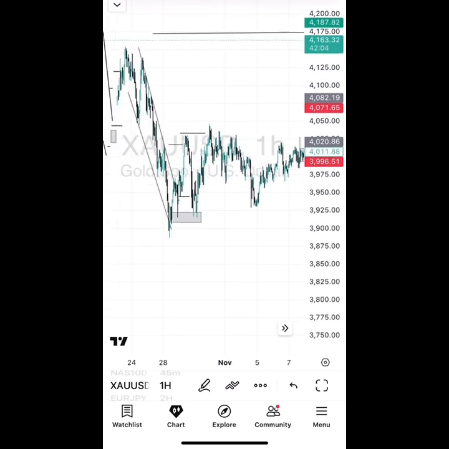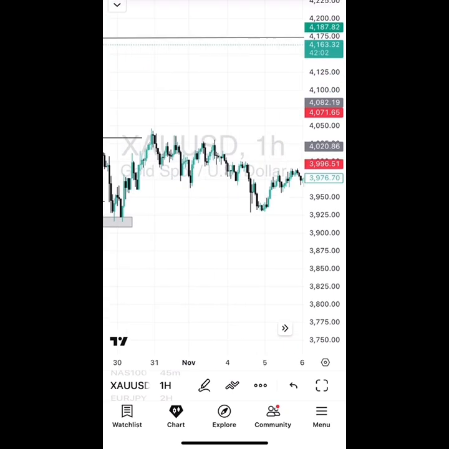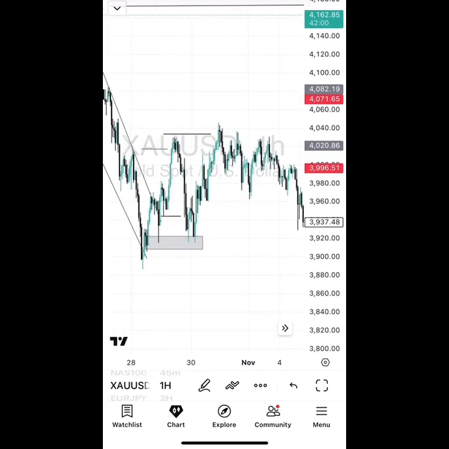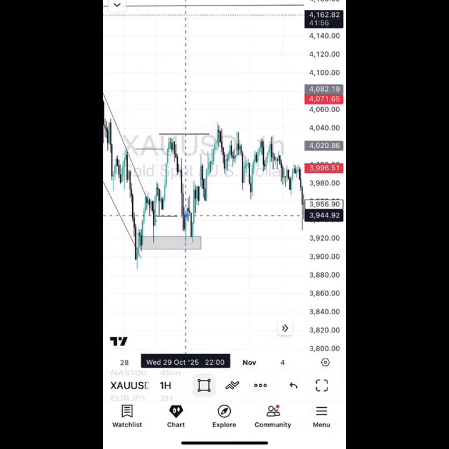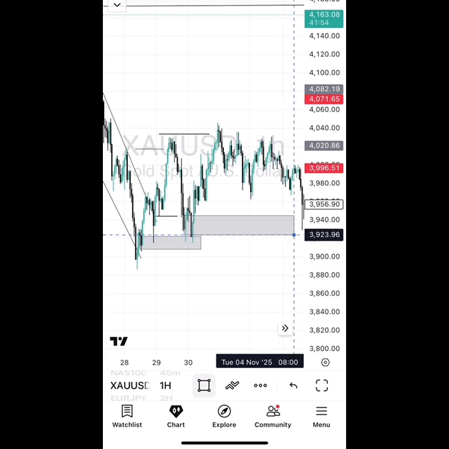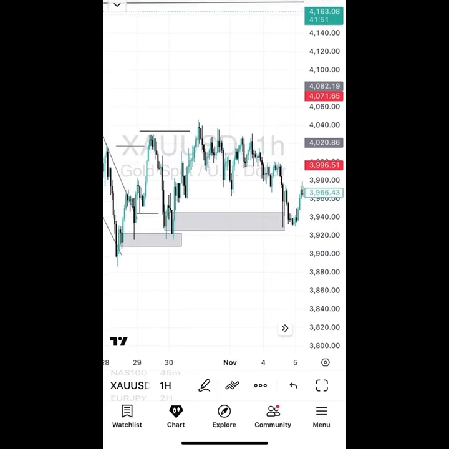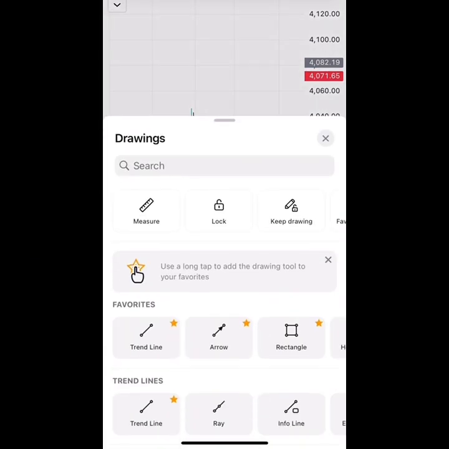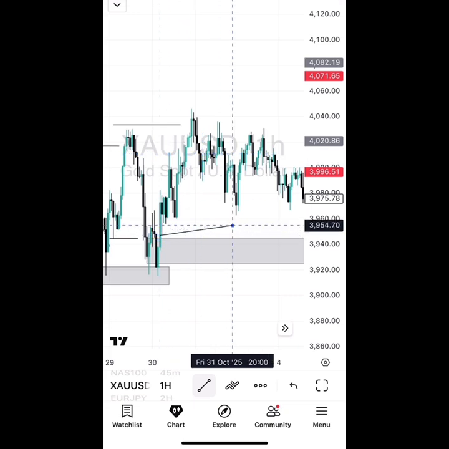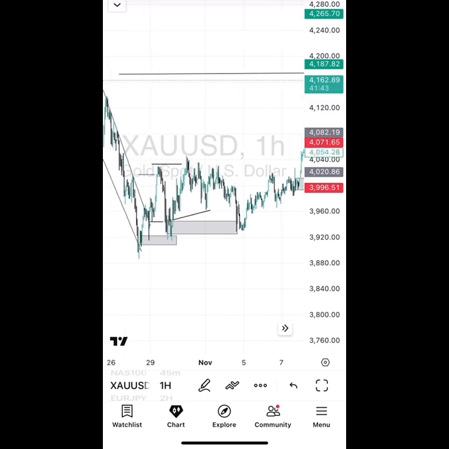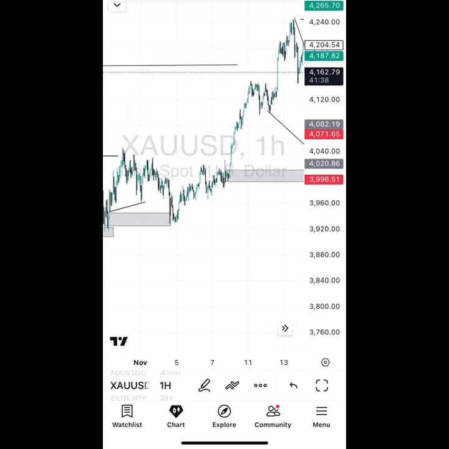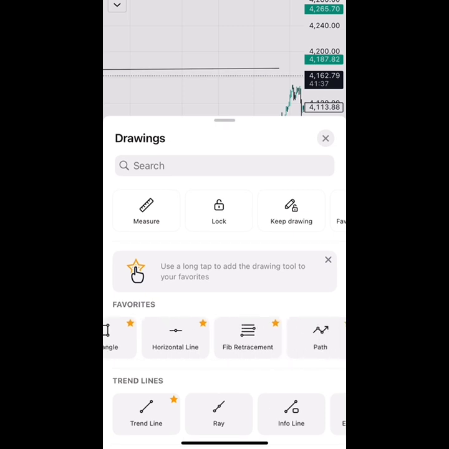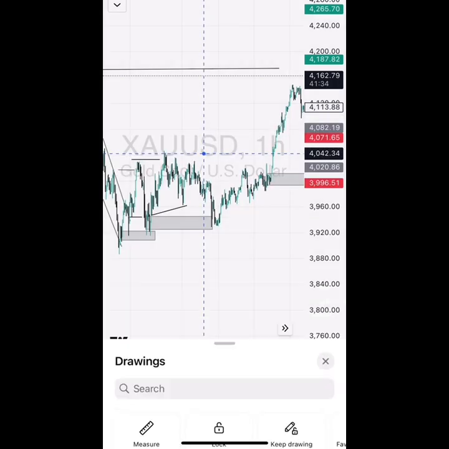We needed an inducement to ensure that this market will actually keep going upward, which was this. I had this zone as my point of interest to go long, and all of these right here were my inducement. And what did I do? I used my position tool to pick my entry from where I just marked.